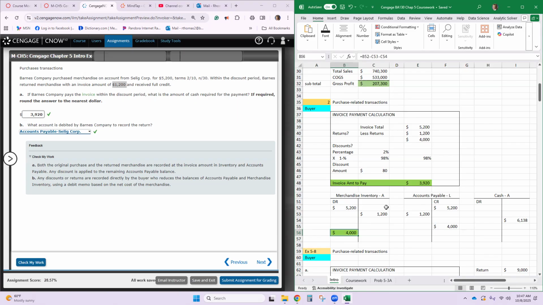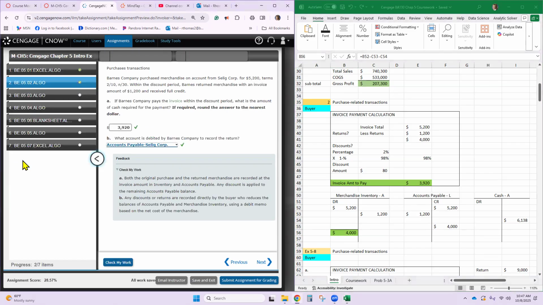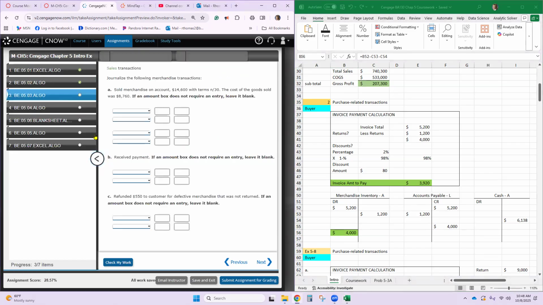So when we do the return, the question is, what account is debited by Barnes Company to record the return? Recording the return, we actually debit. Here's our debit, here's our credit. We're actually going to debit accounts payable. That was the question. But I'm going to finish this off, even though the next one, number 3, is a sales transaction, which I'm not going to have time to do on this video. But I do want to show you how this would work in the T account.